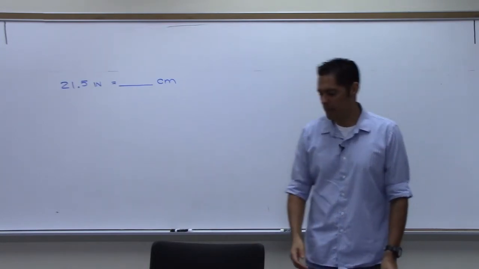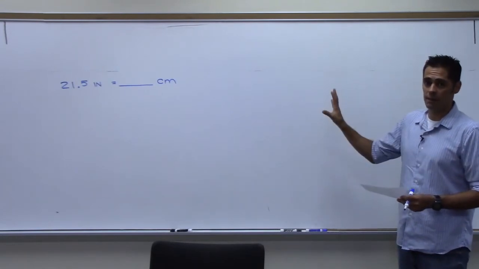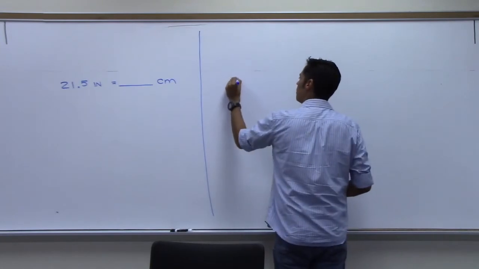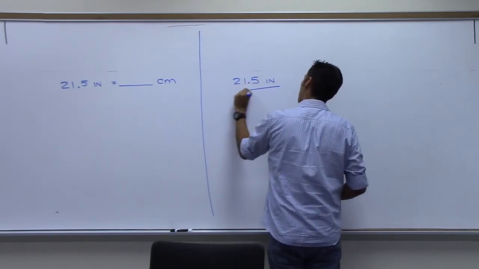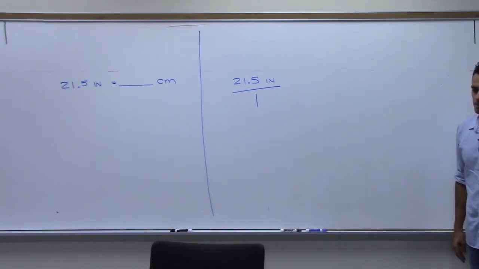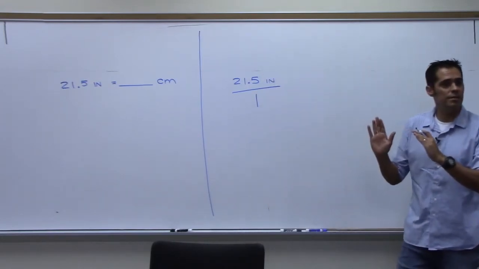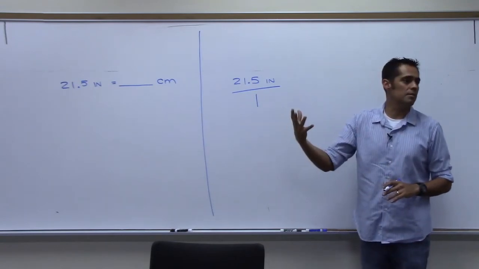So the question is, how do we get there? So I'm going to show you, this is very different than what we just did. What I'm going to do is write down 21.5 inches over 1. And I'm going to start using what is called dimensional analysis. We are going to try and kill off the units. We're going to try and kill inches off and create centimeters.